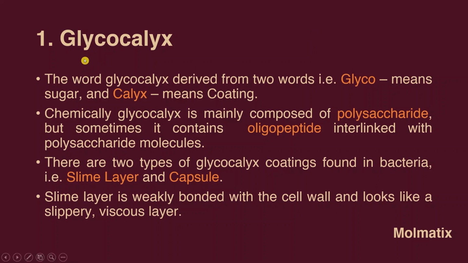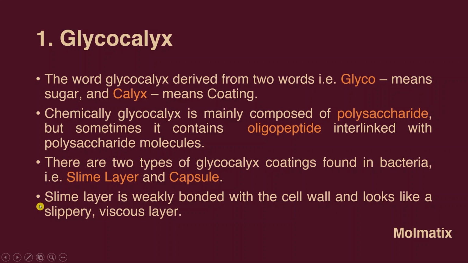Etymology of the word glycocalyx: the word glycocalyx is derived from two words, glyco meaning sugar and calyx meaning coating. This is the sugar coat. Chemically, glycocalyx is mainly composed of polysaccharide, but sometimes it may contain oligopeptides interlinked with the polysaccharide molecules. There are two types of glycocalyx coatings found in bacteria: slime layer and capsule.